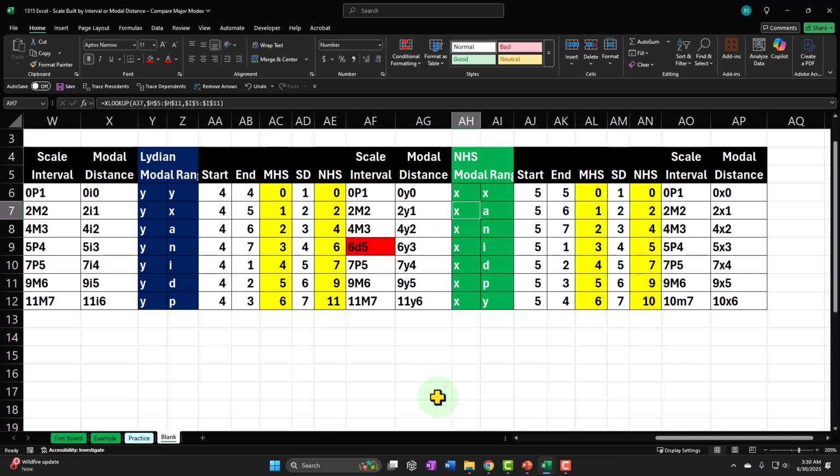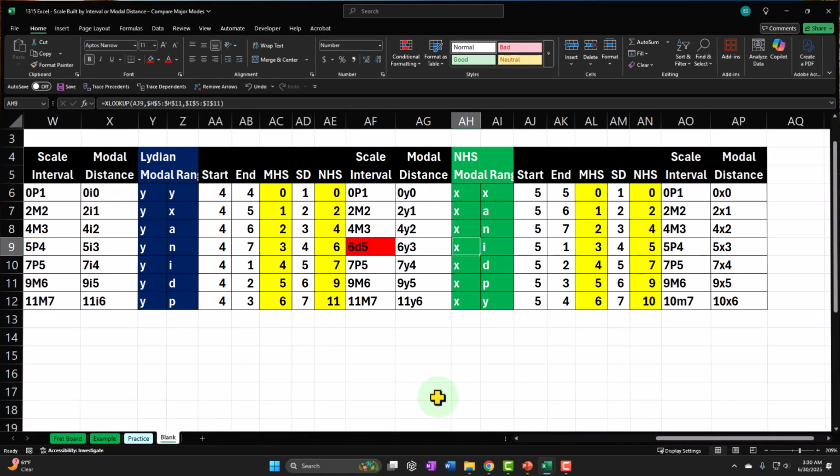It's an XA modal range, mixolydian to aeolian, a 5 to 6 modal range. It's an XN modal range, mixolydian to Lydian. It's a 5-7 modal range. And then it went from a mixolydian back to the 1 because we're going around the block.